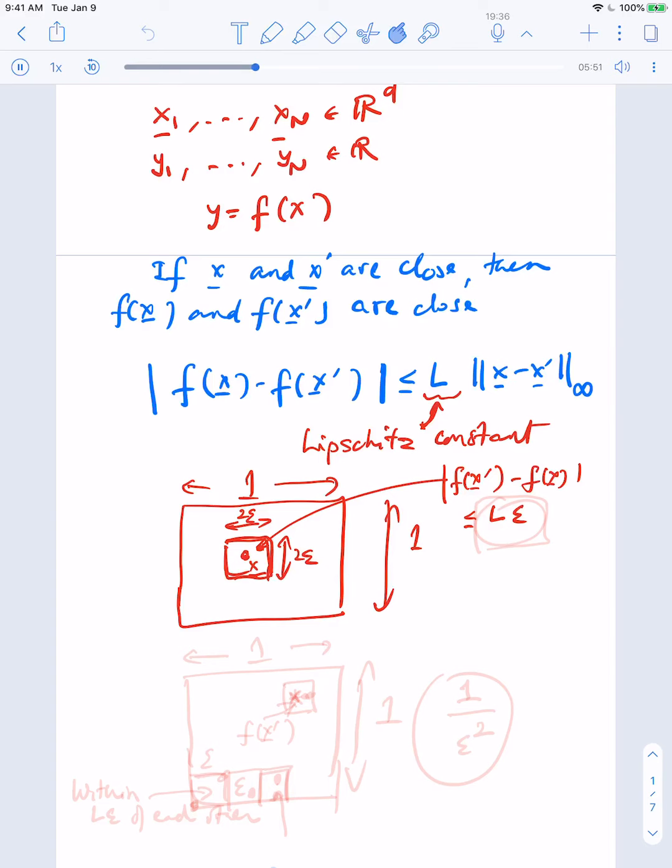I can think of it in another way. If I don't want to center around an x, again take that box and build these epsilon squares that tile it, right? Size epsilon, and between the furthest corners of these boxes, the L infinity norm difference cannot be more than epsilon, and so the function values here will all be within L epsilon of each other.